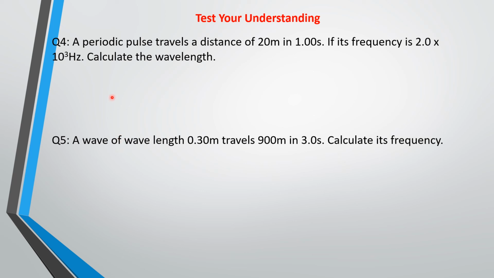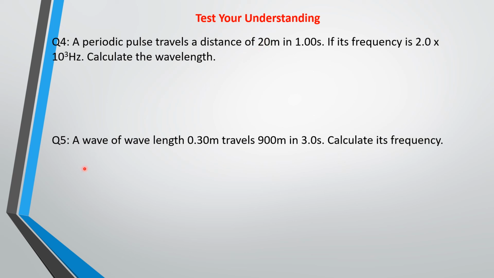This one says a periodic pulse travels a distance of 20 meters in 1 second. If its frequency is 2.0 times 10 to the power 3 Hz, calculate the wavelength. So from here, you should know that you have to first of all calculate what? Velocity. Once you know the velocity, then you can solve for your wavelength.